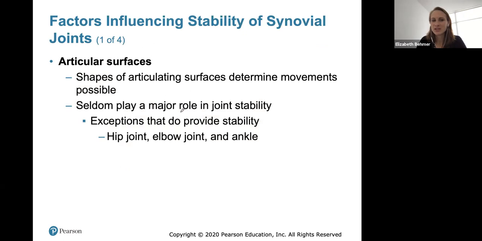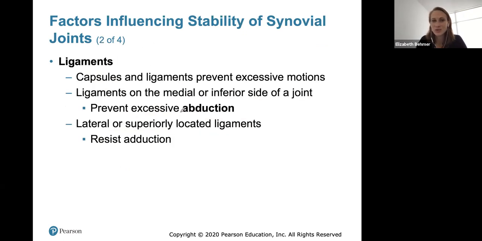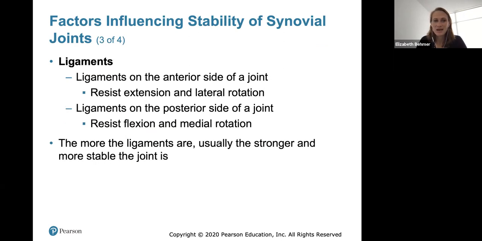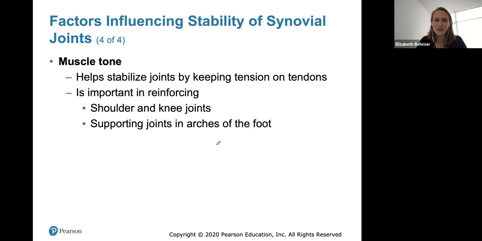Shapes of articular surfaces will determine the movements that the joints can play. Ligaments will help to reinforce, prevent excessive motion. They help to stabilize the joints. And then muscle tone also helps to stabilize joints by keeping tension on the tendons.